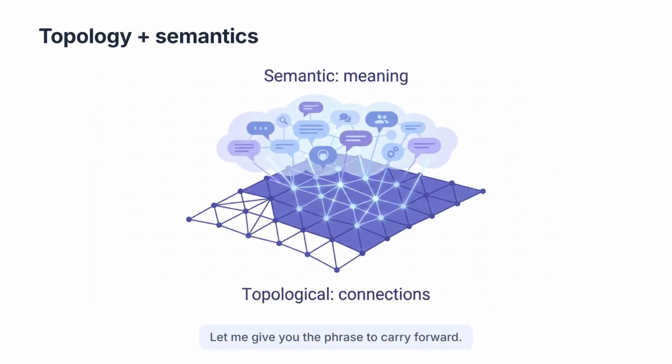Let me give you the phrase to carry forward. GraphRAG preserves both topological and semantic dependencies. Semantic, what things mean, which vectors already gave us. Topological, how things connect, which is the part flat retrieval threw away. Keep both, and you can finally reason over interconnected information.